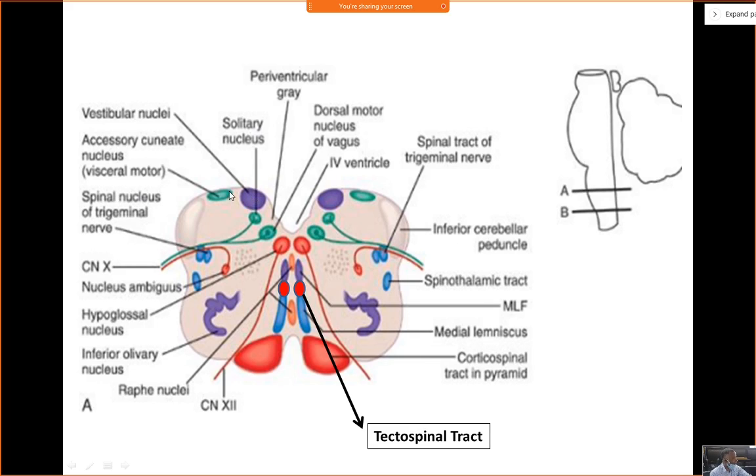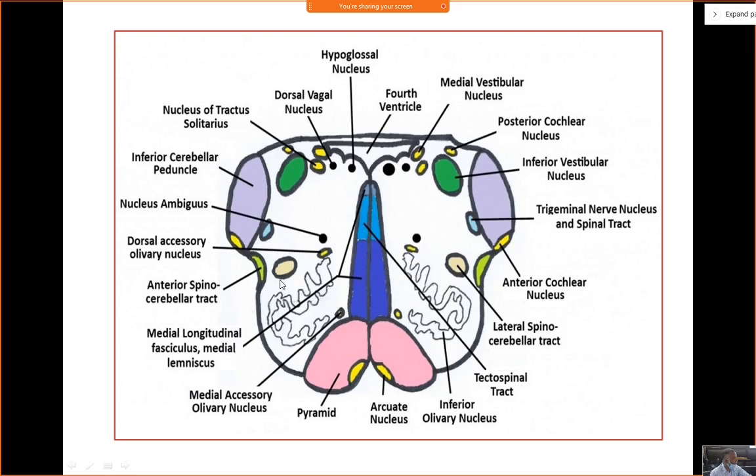Then accessory cuneate nucleus. This diagram is a bit difficult, so here is an easier diagram. This is our hypoglossal nucleus most medially, then dorsal nucleus of vagus, then nucleus tractus solitarius, then medial vestibular nucleus, and cochlear nucleus. So these are only present at the upper level of the medulla.